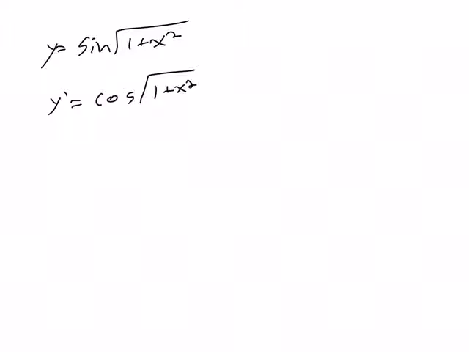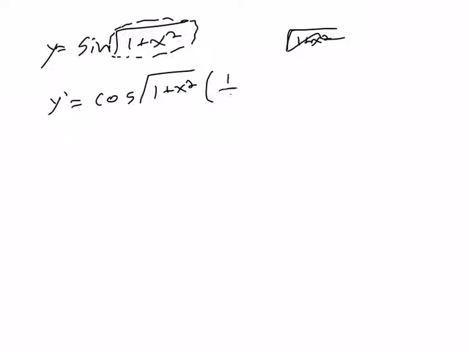Next problem is problem 31. We have y is equal to sine square root of 1 plus x squared. So y prime is equal to cosine of this square root times the derivative. There's another function inside here, so we have to take the derivative of the square root of 1 plus x squared.